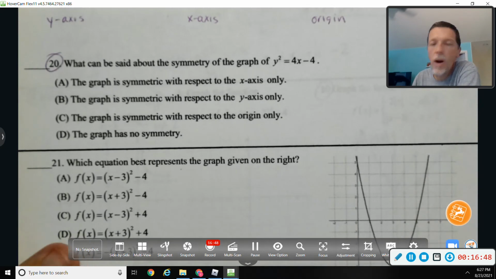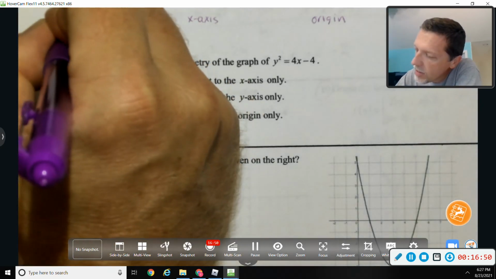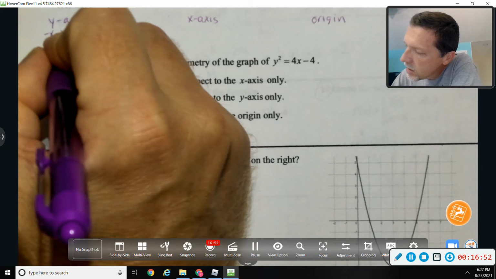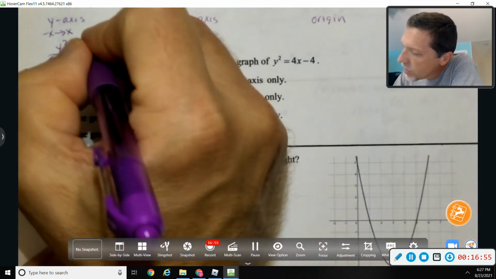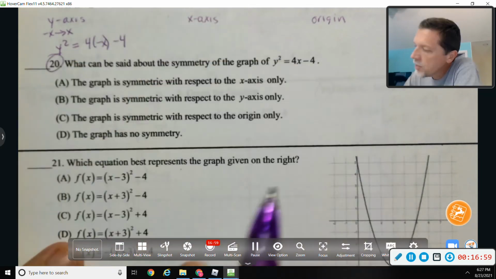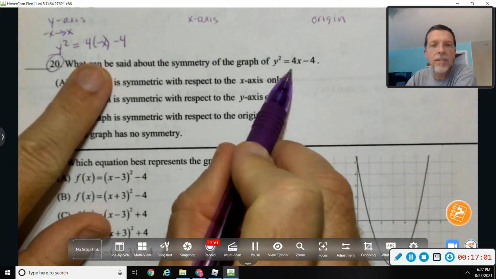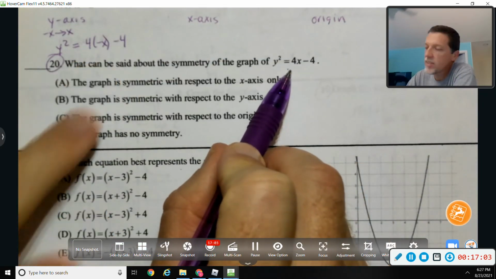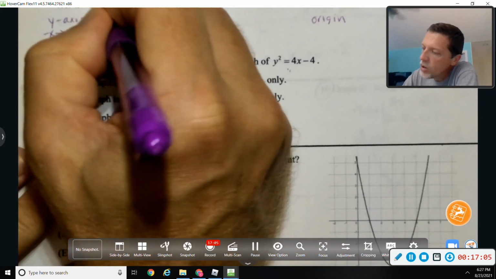So y-axis is negative x in for x. So y squared equals 4 times negative x minus 4. I can tell that that's not going to be the same as the original because of the minus sign. So no on y-axis.